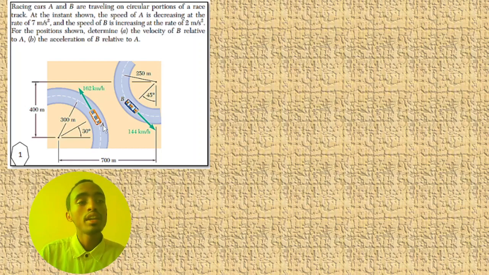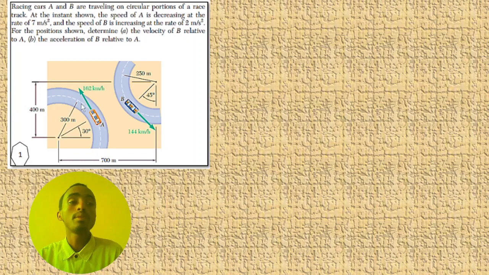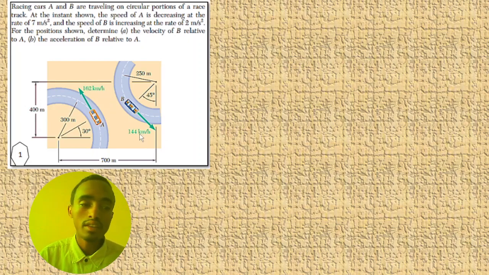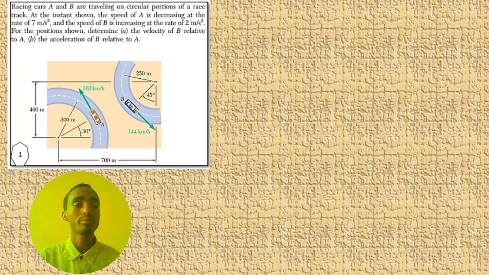They have a very fast speed, as you can see, 162 km per hour and 144 km per hour. It is a very large distance covered by a car within an hour.